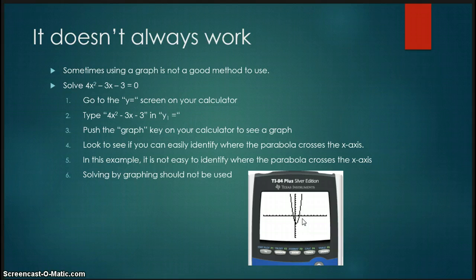However, the solutions aren't easily recognizable in this case. If you'll notice, it's between 1 and 2 on this side, and it's between 0 and negative 1 on this side. And the one thing that we don't do in math is guess what the solutions are. We want to know that we have the exact solution. So if you do not see exact whole number solutions, this isn't the right method to use.